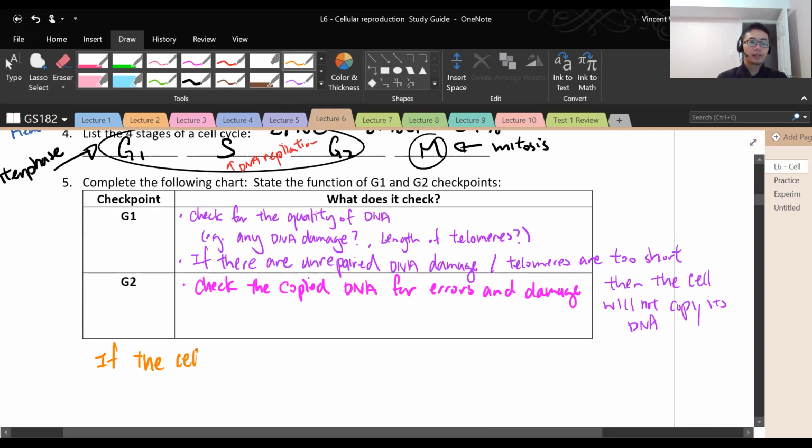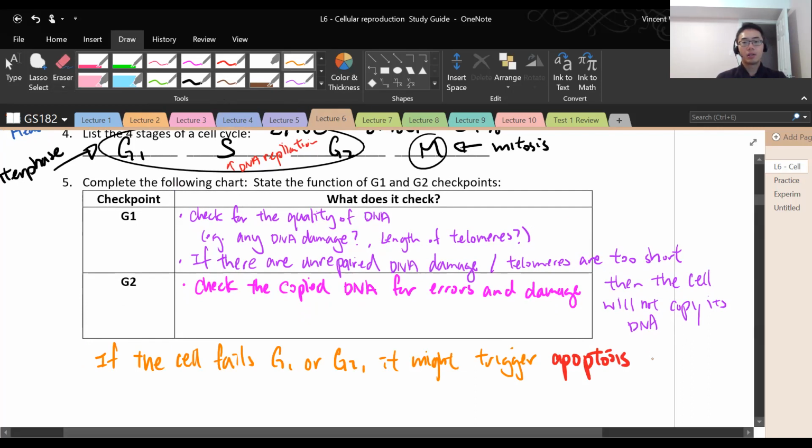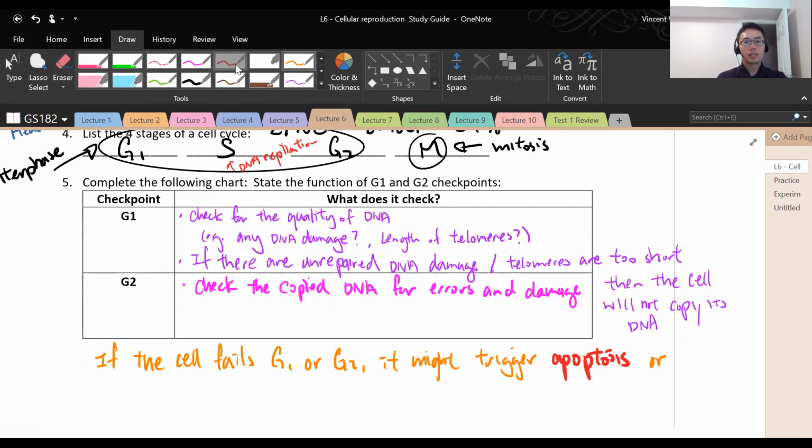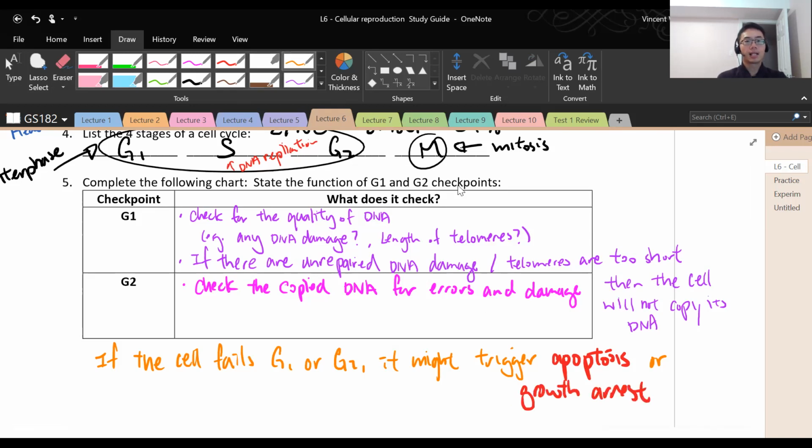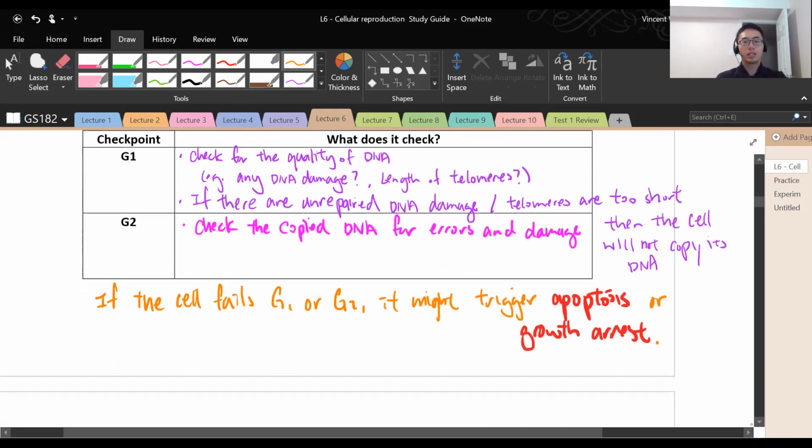the cell fails G1 or G2, it might trigger apoptosis, okay, which is programmed cell death, or cell cycle, or like say growth arrest. Right? It's not going to be allowed to replicate anymore.